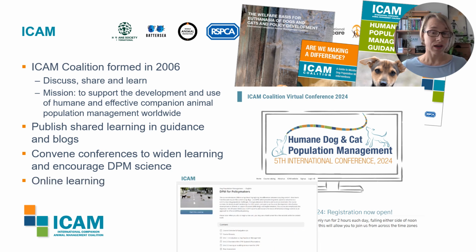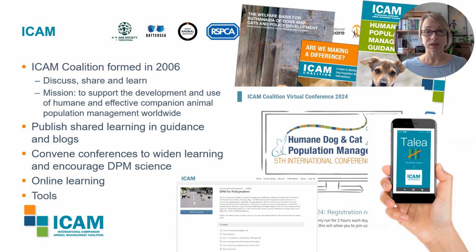We host free online courses. We have 3 available at the moment. One is a course on how to be a mentor for a multi-stakeholder group that wants to plan and implement DPM, including how to keep them working together as a cohesive group. And then 2 that are on DPM more broadly, one for implementers of DPM and one for policymakers in DPM. And finally, we develop tools. So one example here is Talea, which means count in Latin, which is an app designed for conducting street surveys of free roaming dogs and or cats, which I'm going to mention again later today.